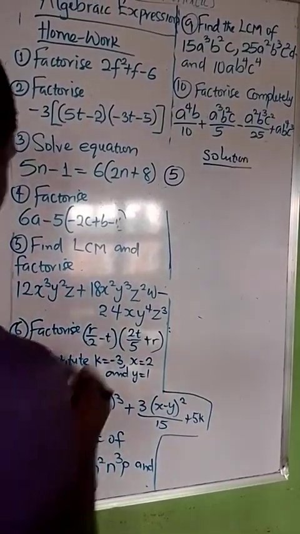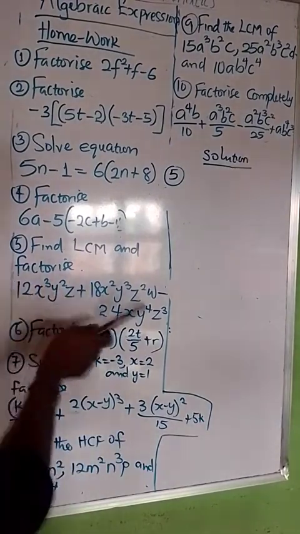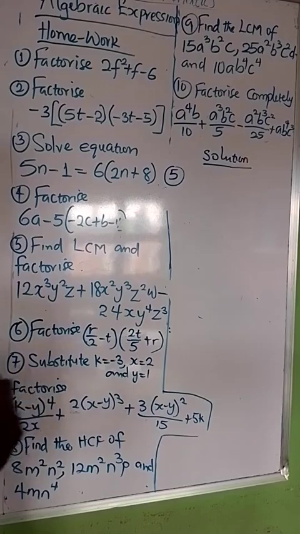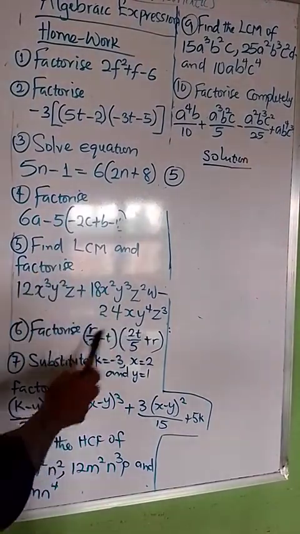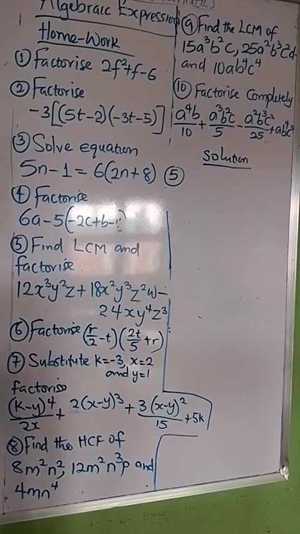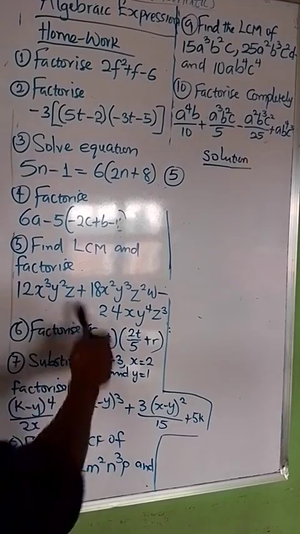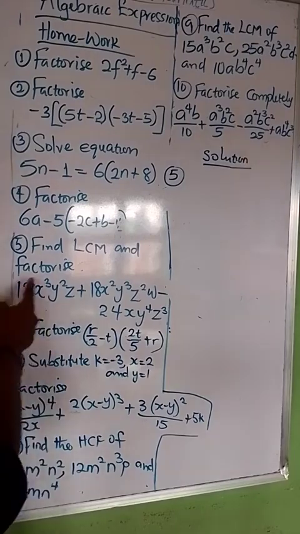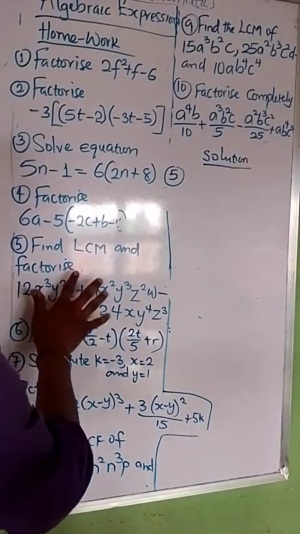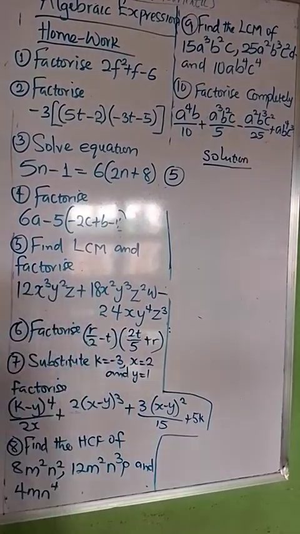All right, question 5. There's just a slight mistake in the question. The question says find, but we are meant to factorize. While you are factorizing, you also have to find the LCM of each of them. So the question is to find the LCM and factorize. All right, let's find the LCM. That's fine.